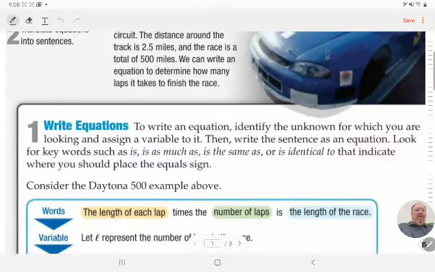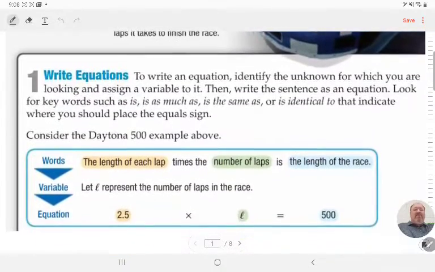So to write an equation, you identify the unknown for which you are looking and assign a variable to it. Then write a sentence as an equation. Look for keywords such as is as much as, is the same as, or is identical to that indicate where you should place the equal sign.